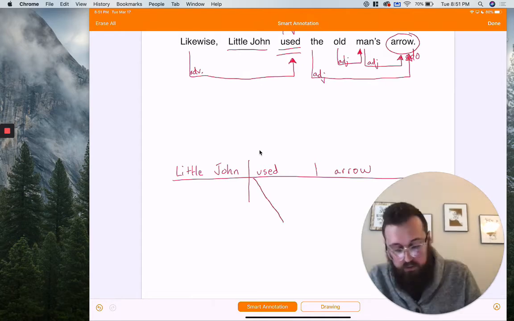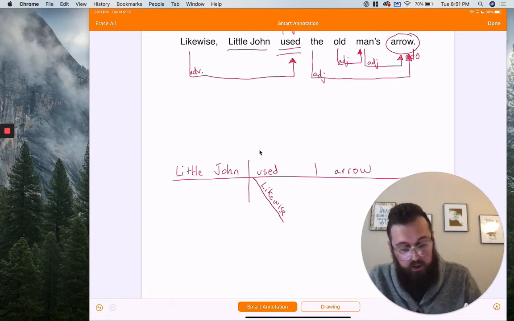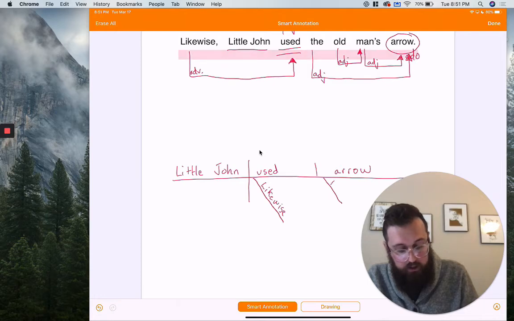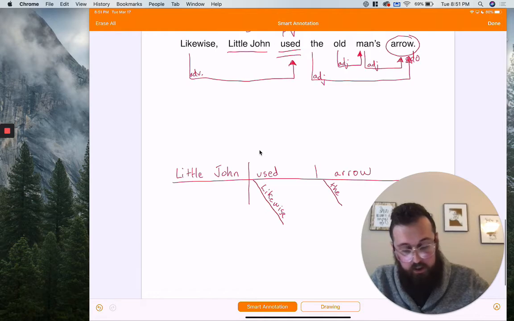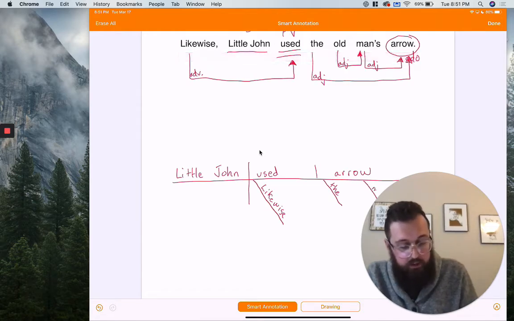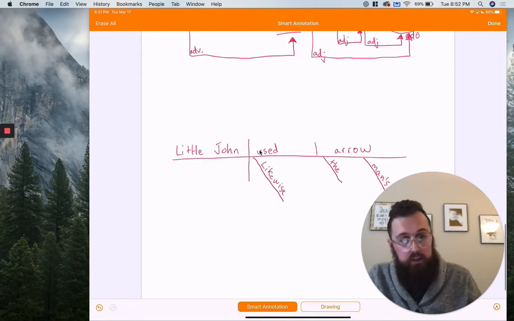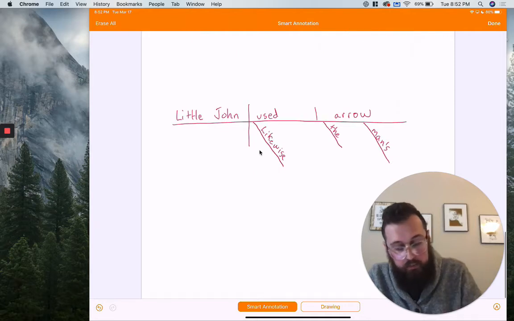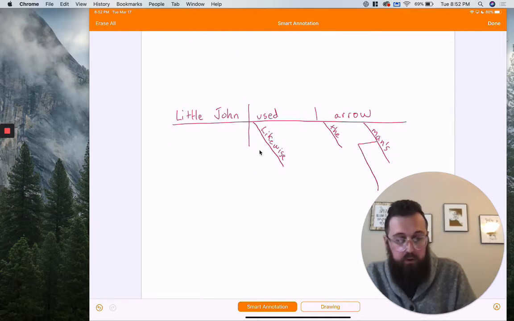So used was modified by likewise. I'm going to capitalize that because it's the start of my sentence. Arrow was modified by the. I'm going to go in my sentence order. Now here's where it gets a little tricky: I need to modify arrow with man's. Then I go back and modify man's with old.